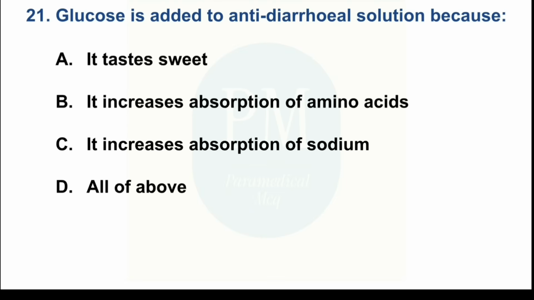Glucose is added to antidiarrheal solution because option A, it tastes sweet. Option B, it increases absorption of amino acids. Option C, it increases absorption of sodium. Option D, all of the above. The correct option is option C, it increases absorption of sodium.